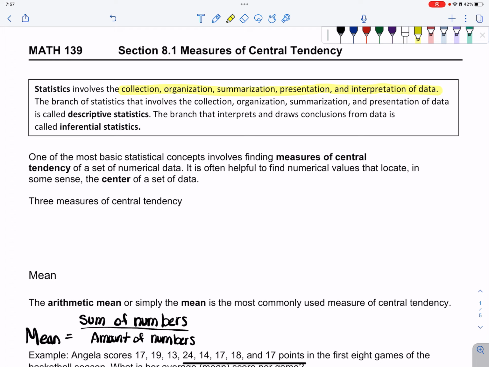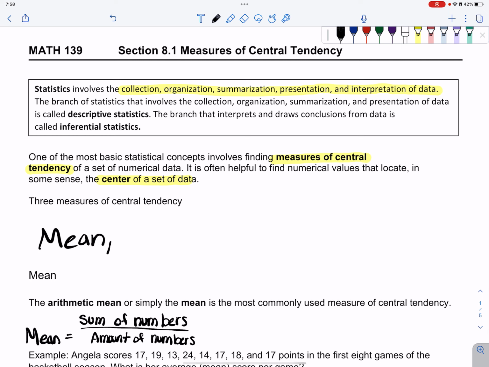One of the more basic concepts that we have within statistics is trying to find the middle of our data set. The fancy term here is measures of central tendency, which is what the section is called, but we're just trying to find what numbers are in the middle of our data set to get a representation of our data. And there are three different ways of finding our measures of central tendency, the middle of our data set, which are probably terms that you have actually heard before.